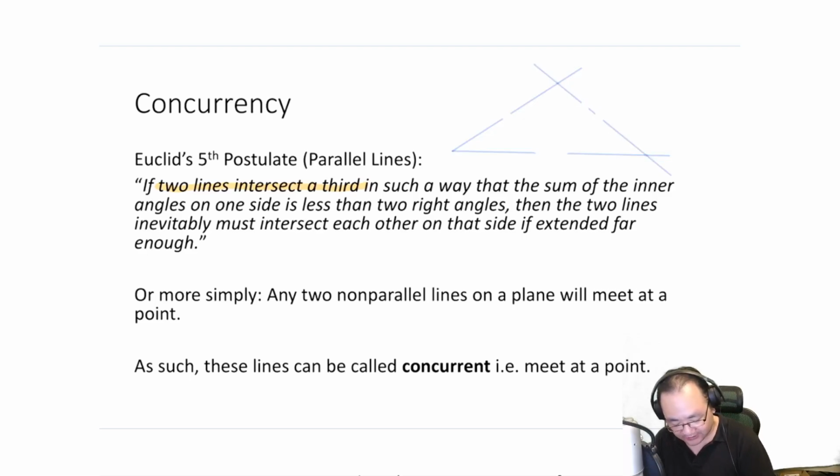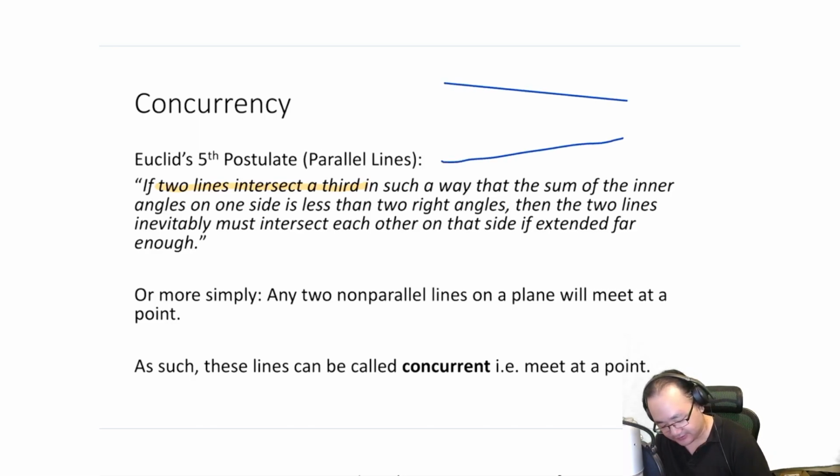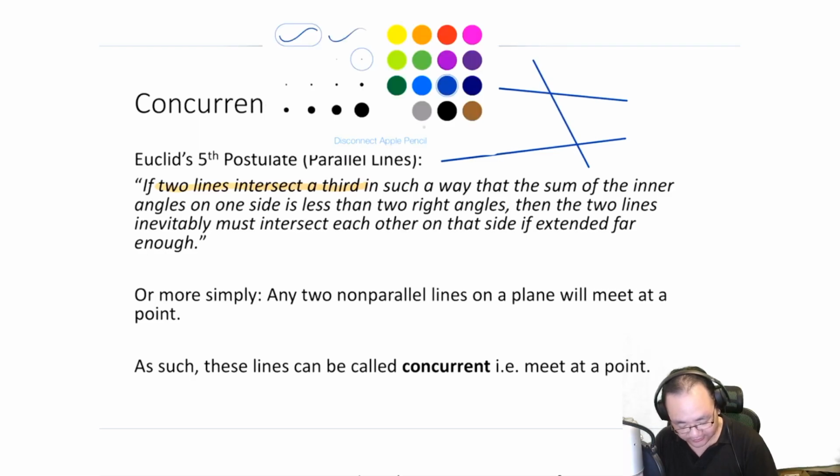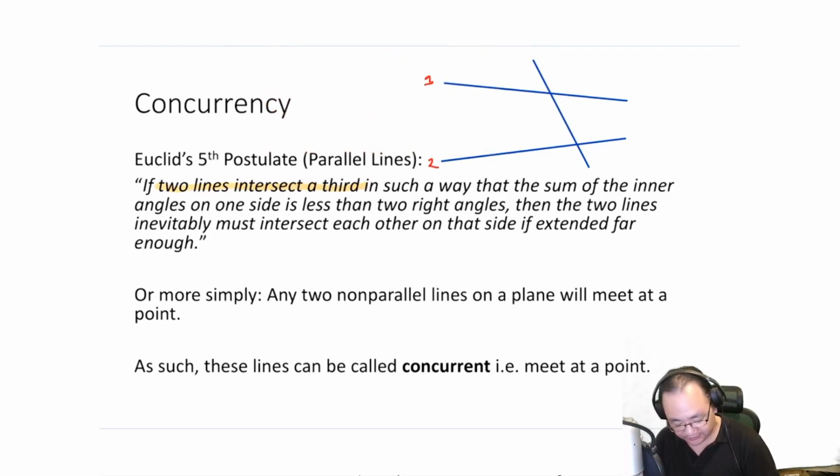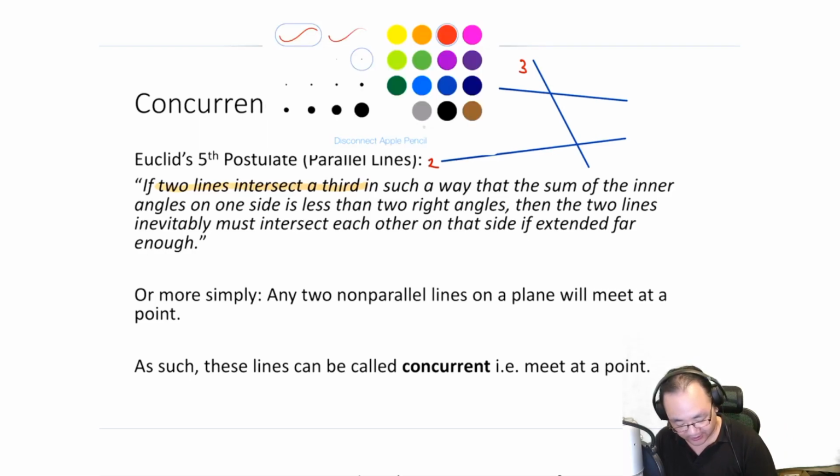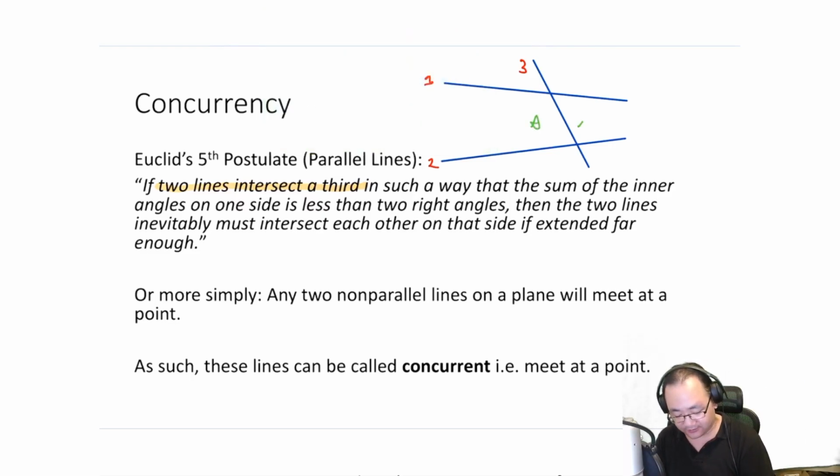Okay, it's better to actually draw it like this to really understand what's going on. So if I draw two lines like this, and then they intersect a third, something like a transversal like that. Just to clarify, this is line 1, this is line 2, and this is line 3. What's happening is that they intersect a third line, and the sum of the inner angles on one side is less than two right angles. The inner angles on one side can be either side, this side or this side.